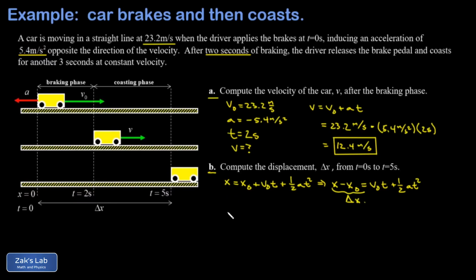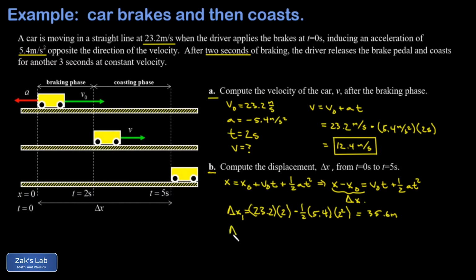That's the initial position. And x minus x naught, the final minus initial position, I could also call that the displacement. So what I'm going to do is write down the displacement for the first phase, and I'll call that delta x1. And that's going to be v naught t plus 1/2 at squared. So that's 23.2 times 2 minus, because the acceleration is negative, a 1/2, 5.4 times 2 squared. And this gives me 35.6 meters of displacement during the braking phase.